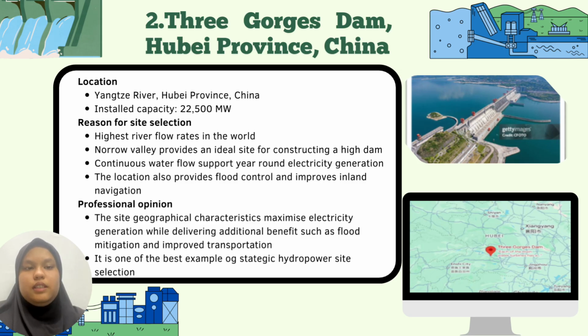It is built on the Yangtze River, one of the largest rivers. Its high river flow and the steep valley provide excellent conditions for a large dam and reservoir. Besides generating electricity, it also helps to control flooding and supports river navigation. Overall, the geographic characteristics make it one of the best locations for large-scale hydropower generation.